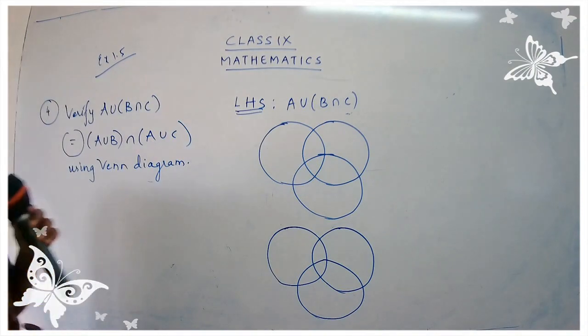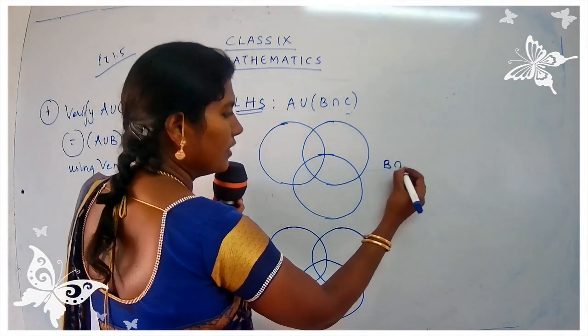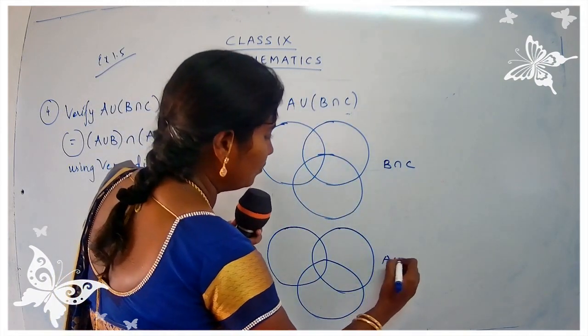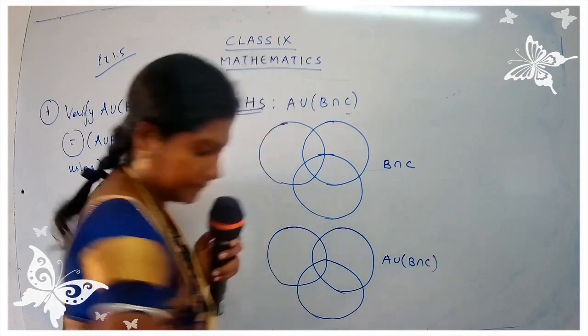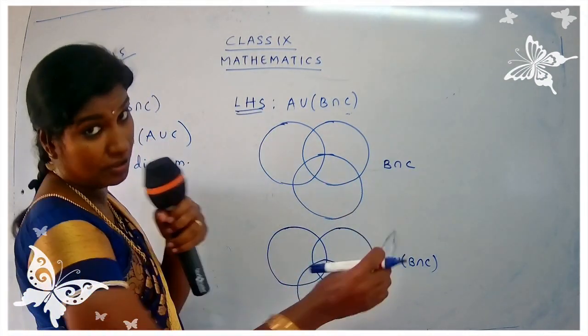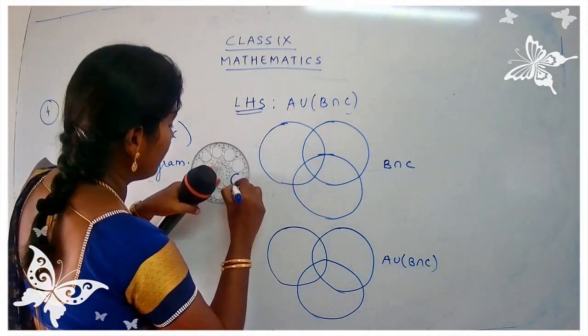So just draw the two Venn diagrams. The first one is for B intersection C. So just write down your B intersection C. And the second one is for the combination of both, A union B intersection C. Actually, if you have your pro circle, it will be very easy. But if I draw with the pro circle, you will not be able to see what I am drawing.